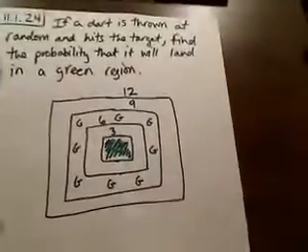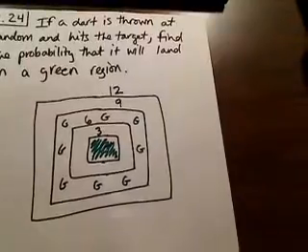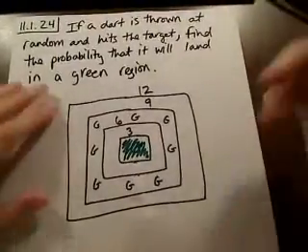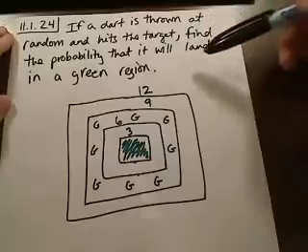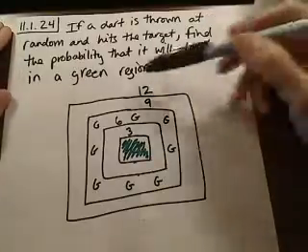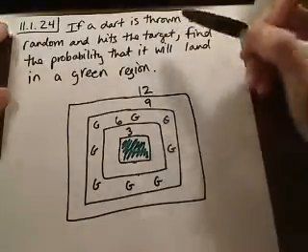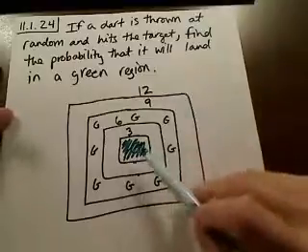All right, so this is problem 11.1.24, and the problem is if a dart is thrown at random and hits the target, find the probability that it will land in a green region. And they have a nice pretty picture online, but I don't have a color printer, so I do have a green pen, but you actually can't tell.